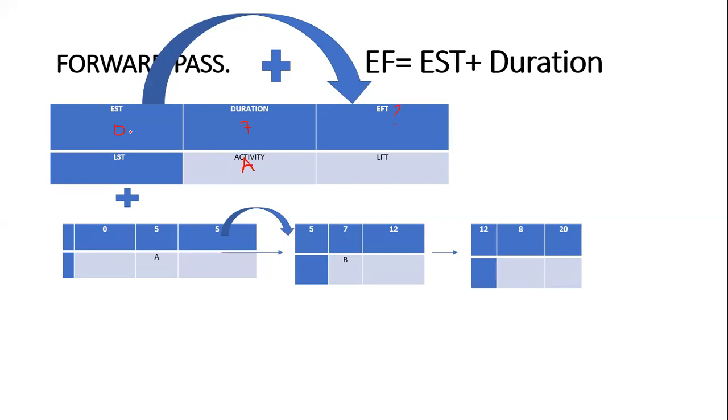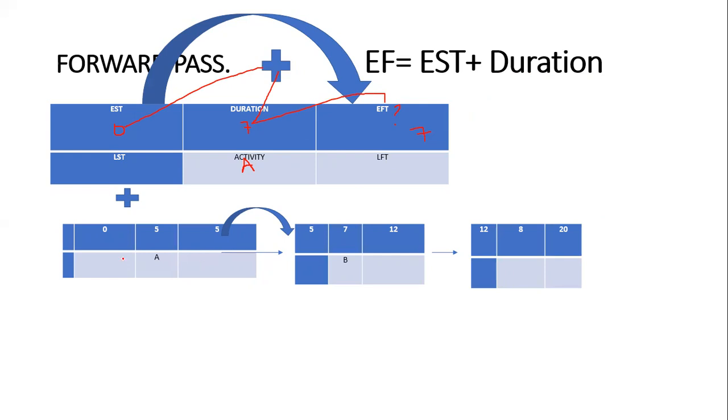So in simple terms, we're going to say 0 plus the duration. Then that's how we get this one. So how would we get this one? If this one is 0 plus 7, we get 7. So the earliest finishing time of activity A is 7 days.